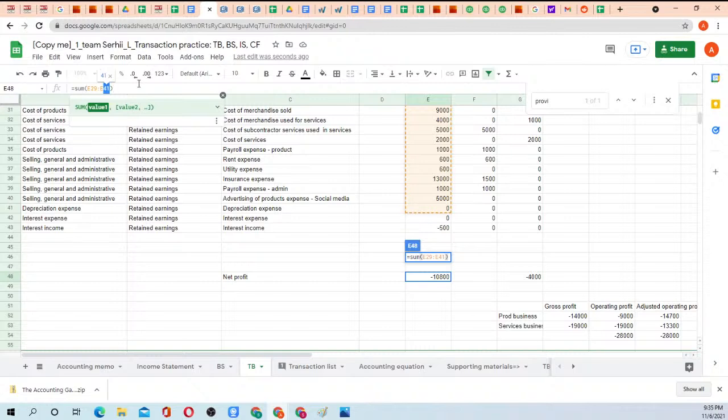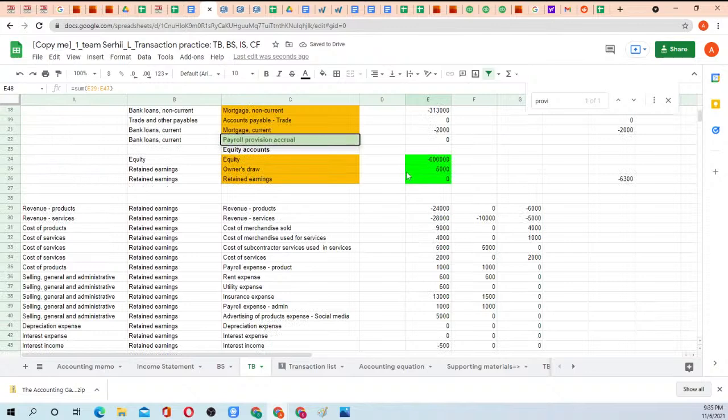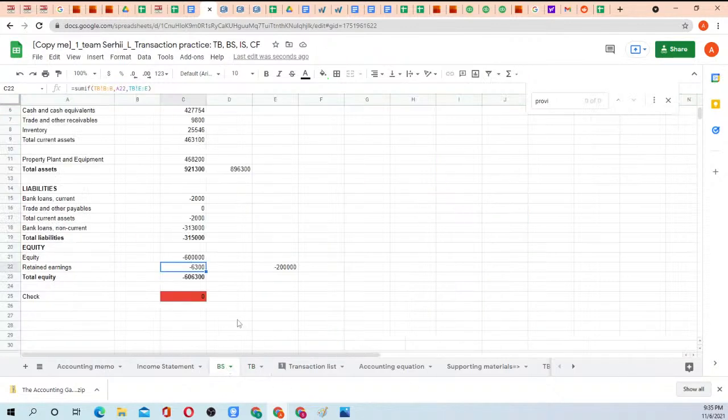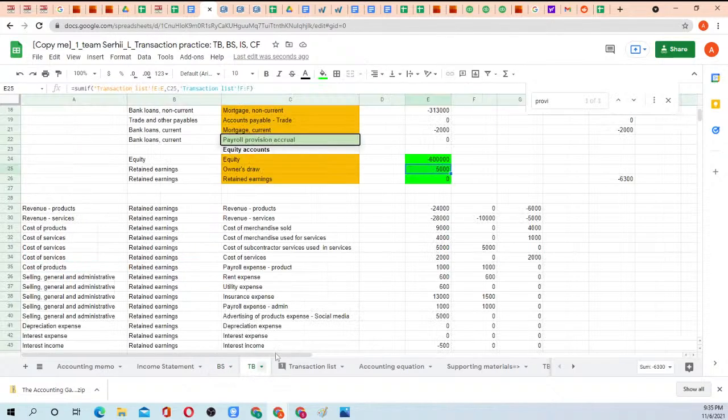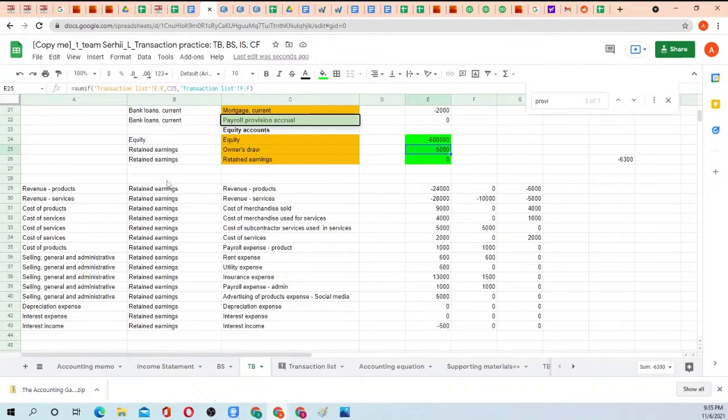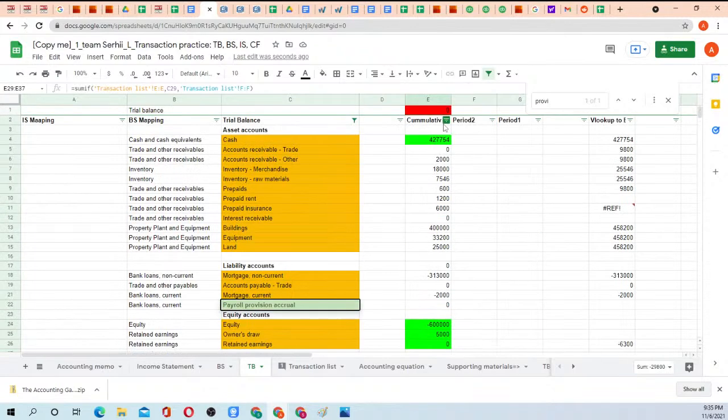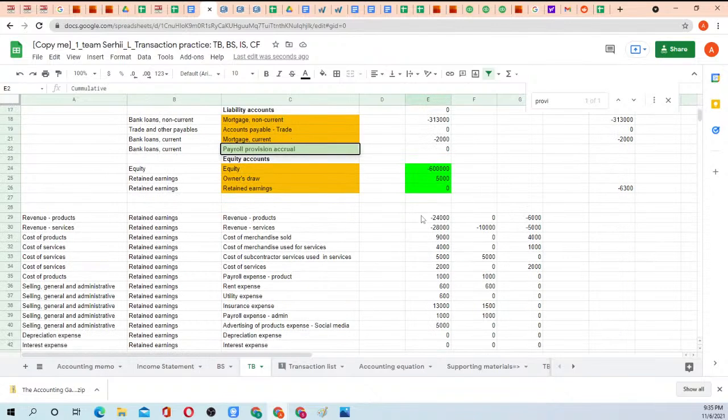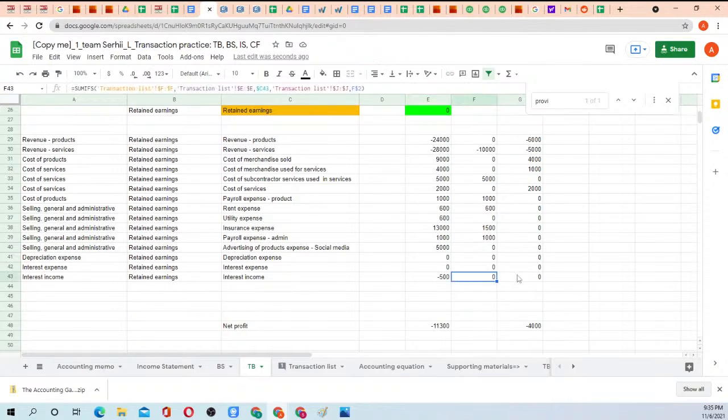I didn't fix the formula. Okay, so here and here 6,300, and here retained earnings 6,300. So that's how you kind of close retained earnings. You take your cumulative retained earnings over all of the time, or you might just sum up the periods.